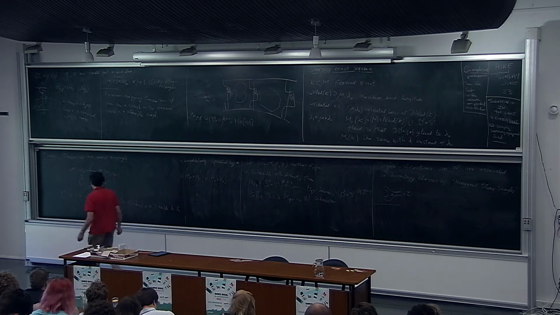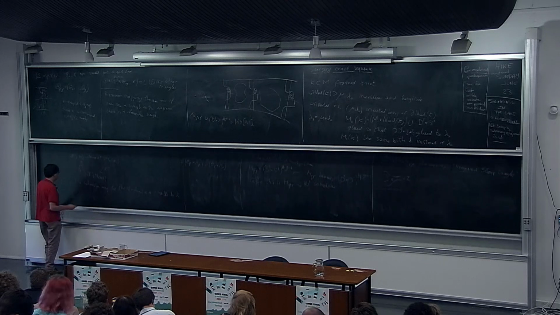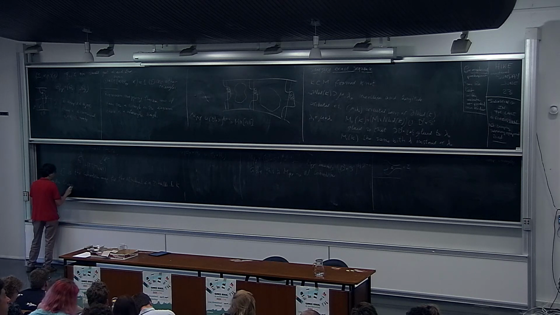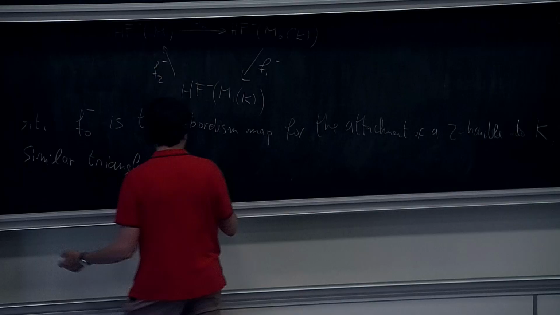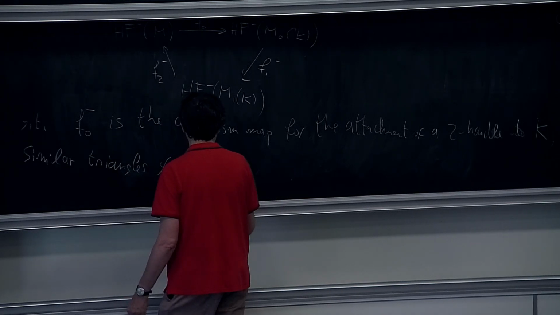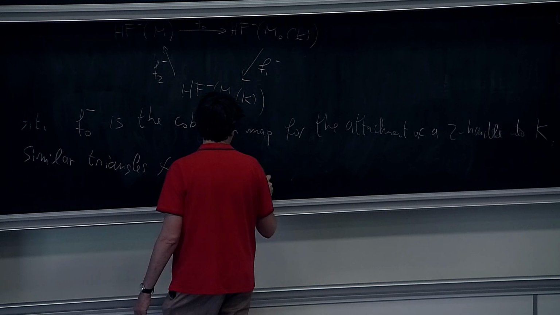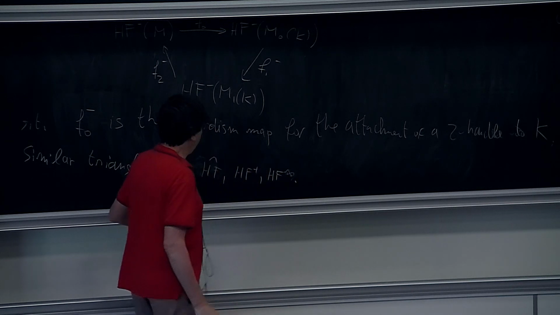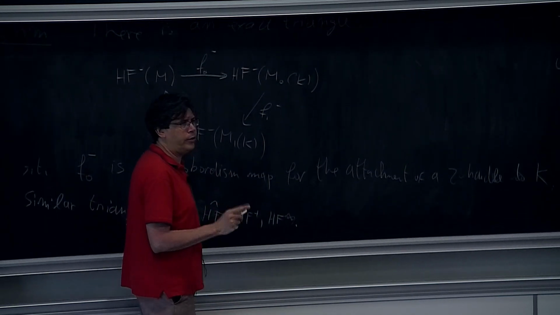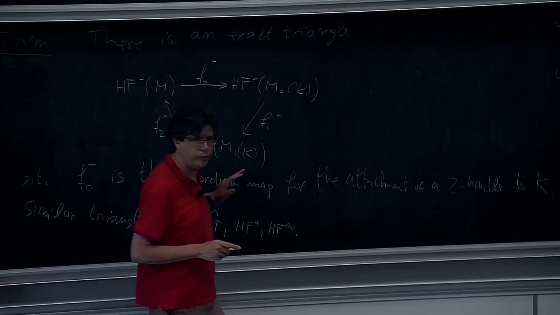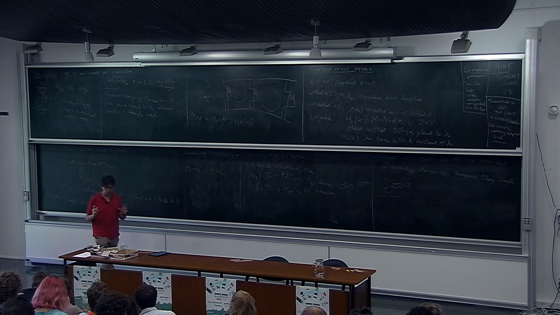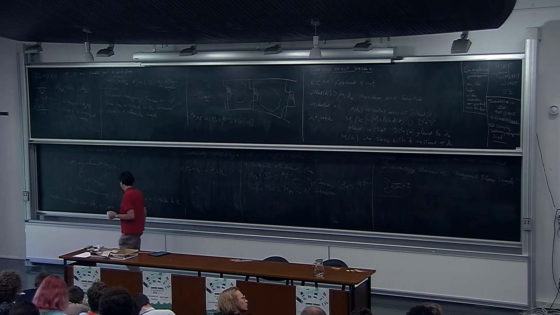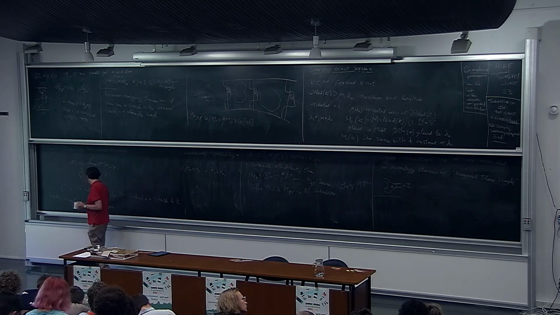And we have similar triangles for HF hat, HF plus, HF infinity. And I suspect for HF minus and HF infinity, you really need the completed version. I don't think you can do it with the uncompleted version, even if you have strong admissibility. That's for the experts. But I really don't know, because I've never really worked with the minus and infinity. I've always worked with hat and plus.